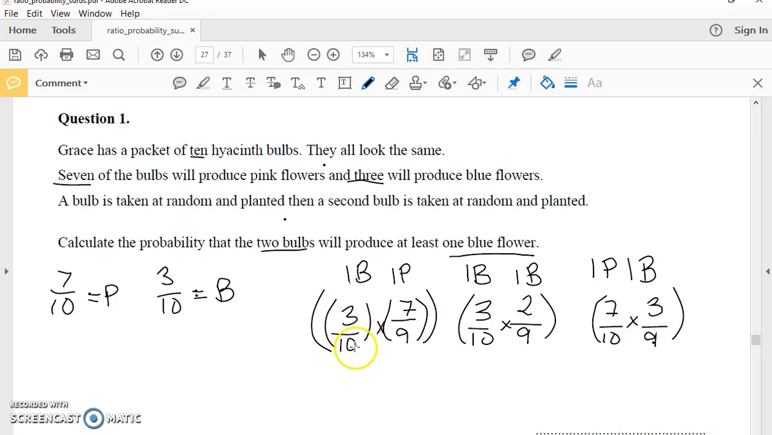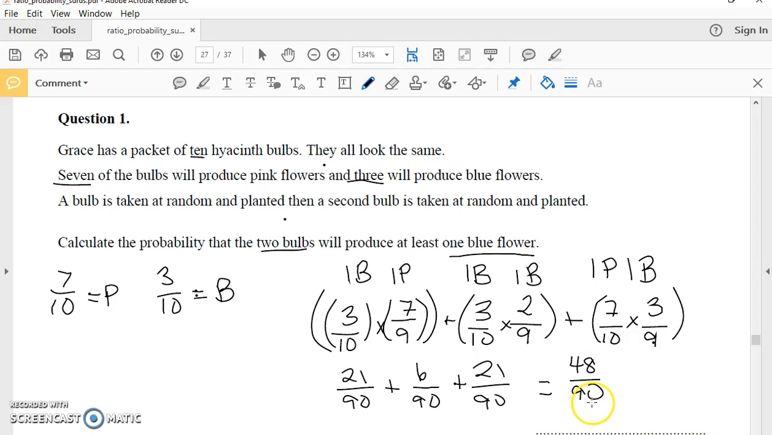Now, each one of these I'm going to add to each other, and that's going to tell me what my final value is going to be. So for this one, I'm going to get 21 over 90 plus 6 over 90 plus 21 over 90. Okay? Which gives me a final answer of 48 over 90.